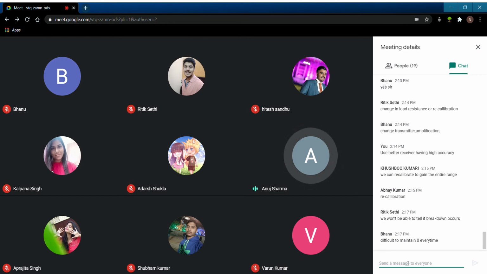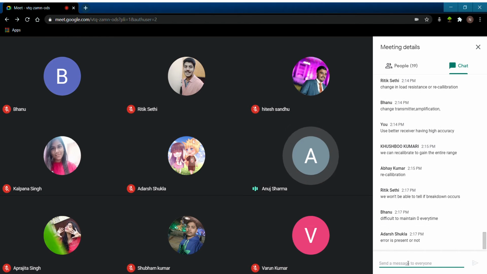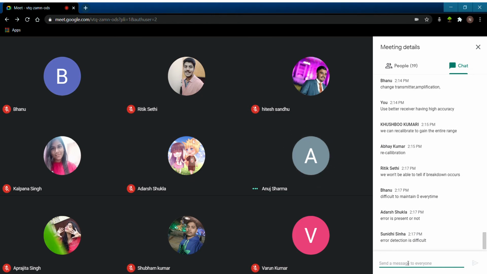Very good, Bhanu. Very good, Ritik. It is difficult to maintain zero every time, so whether an error is present or not, there is an issue. Error detection is difficult.